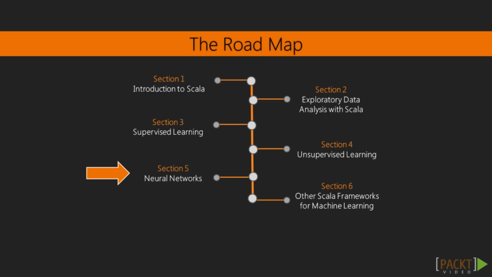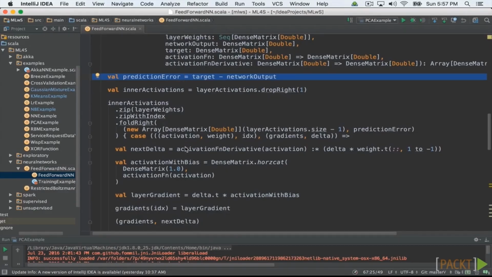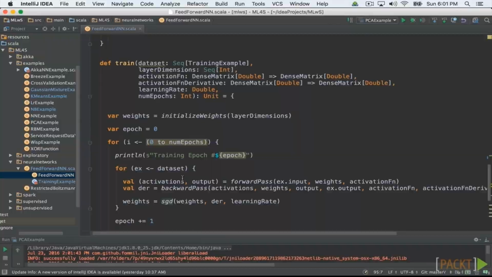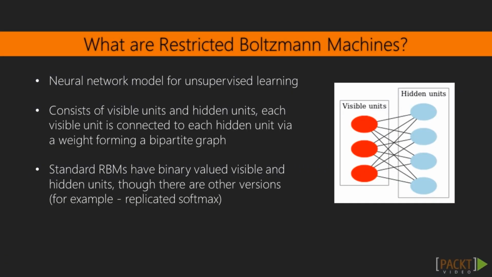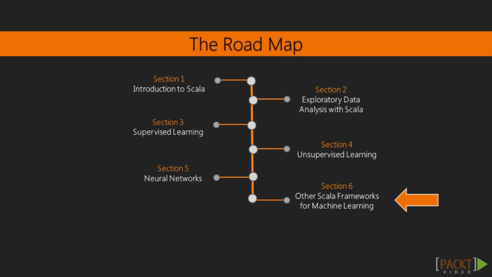In this section, we will learn about neural networks. First video, we will look at the feed-forward neural network model, which is also known as the multi-layer perceptron. In the next video, we will implement the feed-forward neural network model in Scala. Then we will learn about the restricted Boltzmann machine neural network model, which is used for unsupervised learning, and again, implement it in Scala.